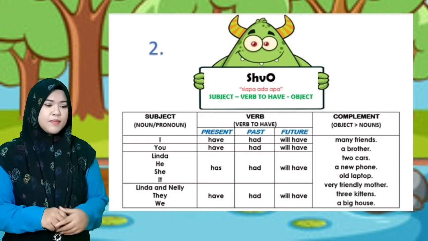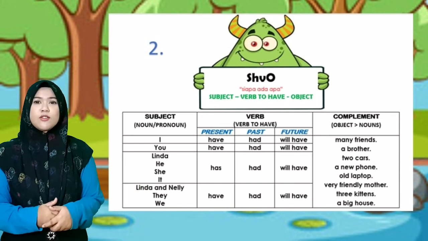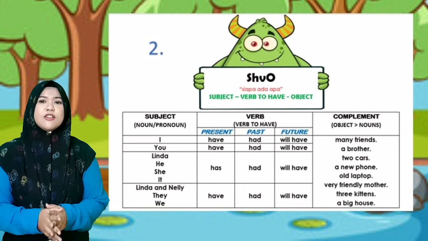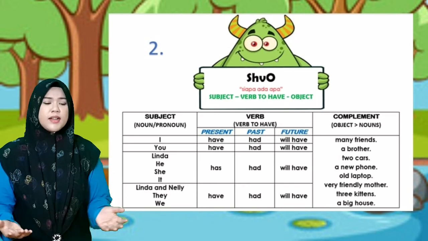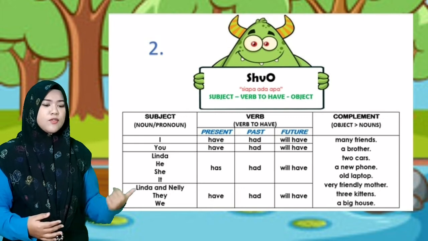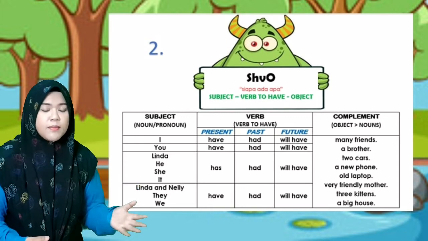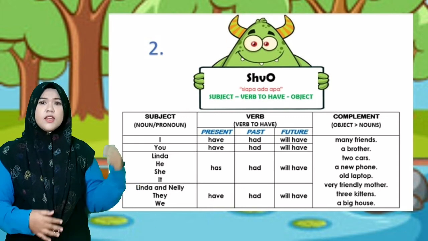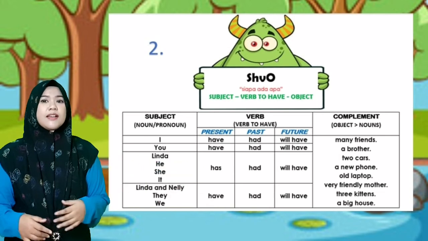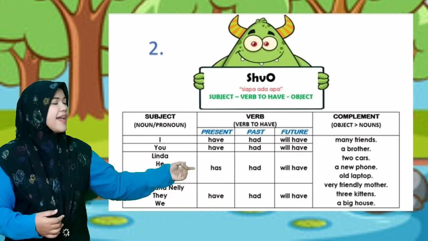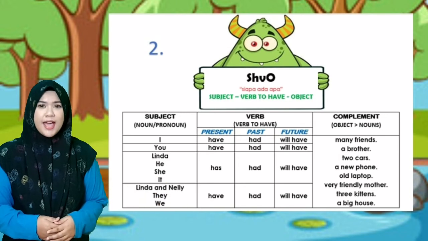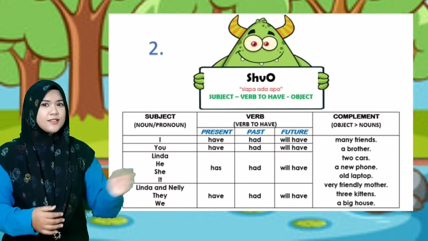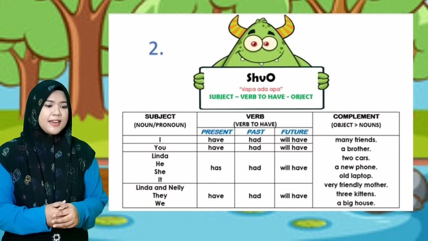Okay, second example, kita tengok sini, you. Untuk you kita pakai you have. You walaupun seorang, tapi kita gunakan plural untuk dia. So you have, for example kat situ teacher pakai a brother. You have a brother. Kalau kita nak buat past tense, you had a brother. Or kalau future tense, you will have a brother. Awak akan ada seorang adik, adik lelaki.